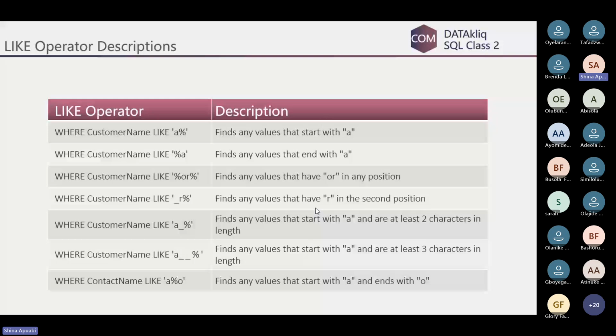Also, if you look at this, A underscore. Now it means that it starts with A and there are at least 2 characters in the length. That is, whether I like it or not, there are more characters. Two double underscores means at least 3 characters. The minimum there should be 3. Then the last one, A and O, means that it starts with A and ends with O. As simple as that. It's not the like operator, it just enables us to filter.